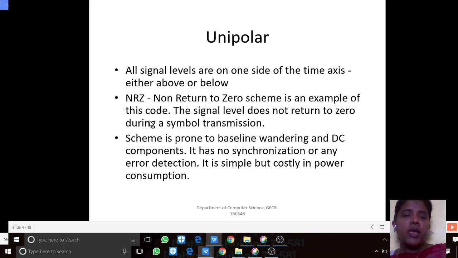In line coding, the NRZ, non-return to zero, scheme is an example of this code. That means it is unipolar NRZ. The signal level does not return to zero during the symbol transmission. It will not change to zero, it will not return, hence it is called NRZ. This scheme is prone to baseline wandering and DC components, and it has no synchronization or any error detection. It is simple but costly in power consumption.